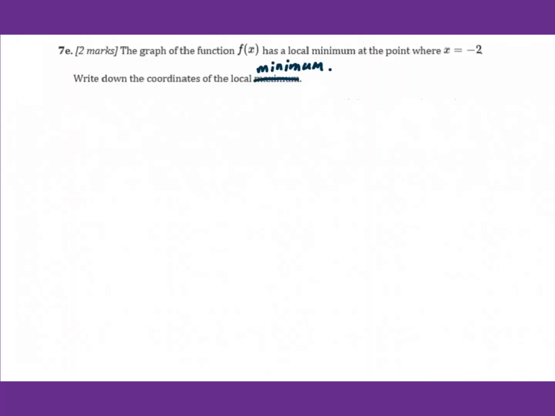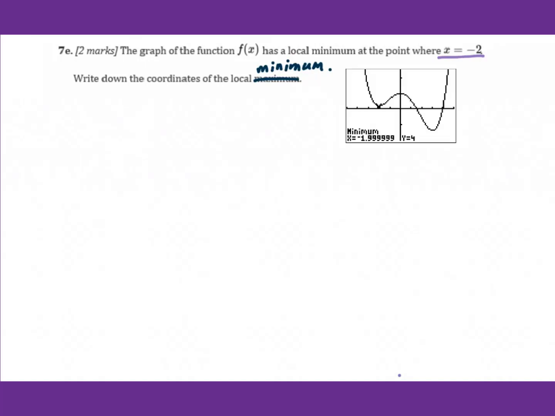Let's go to 7e. The graph of the function f of x has a local minimum at the point where x equals -2. Write down the coordinates of the local minimum. That is -2, 4.